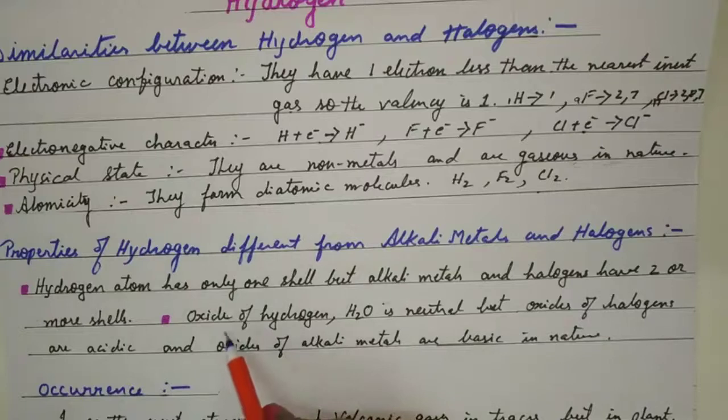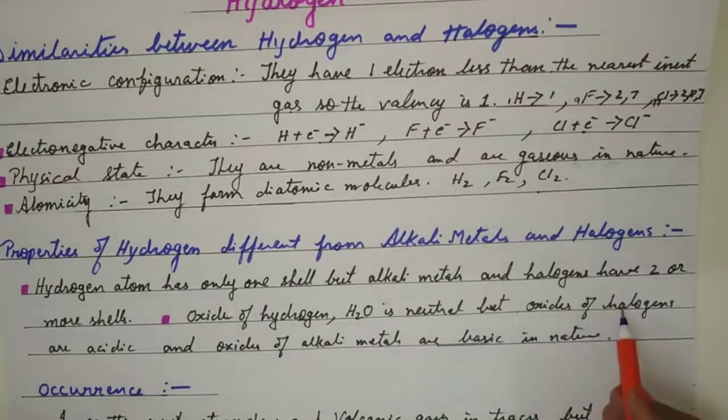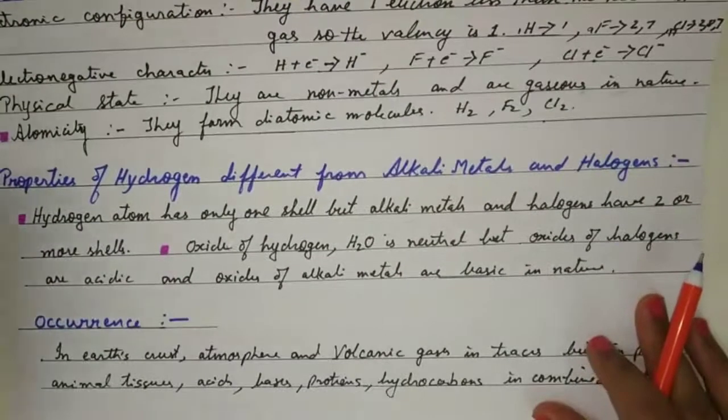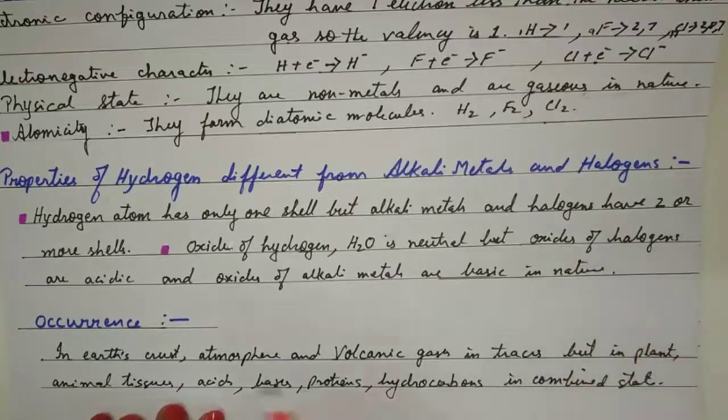Second difference, oxide of hydrogen, that is H2O, is neutral to the litmus, but oxides of halogens are always acidic and oxides of alkali metals are always basic in nature. So oxides of halogens will turn the blue litmus red, whereas oxides of alkali metals will turn the red litmus blue, but hydrogen will be neutral to it. That is, two differences. Now to talk about the occurrence.